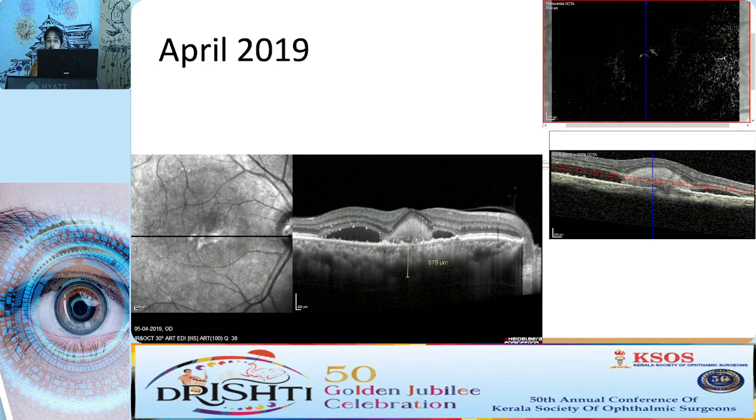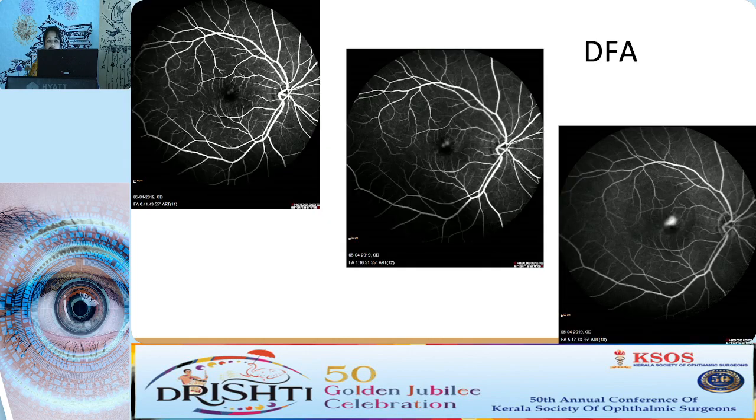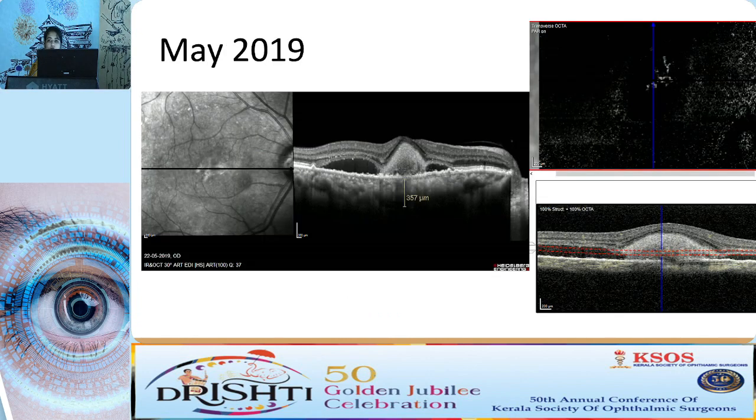We performed an OCTA at this point. A very suspicious network was seen, but there were no flow signals. So we went ahead with ICG and DFA, and DFA showed a clear leak. Diagnosed as a fibrin CSR, performed micropulse at the leak, and eplerenone was given for a month. 1 month later, this was the picture, there was not much change.